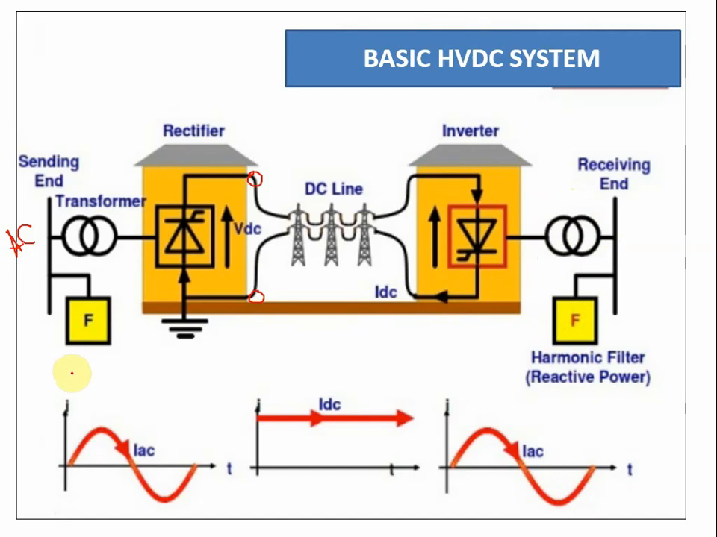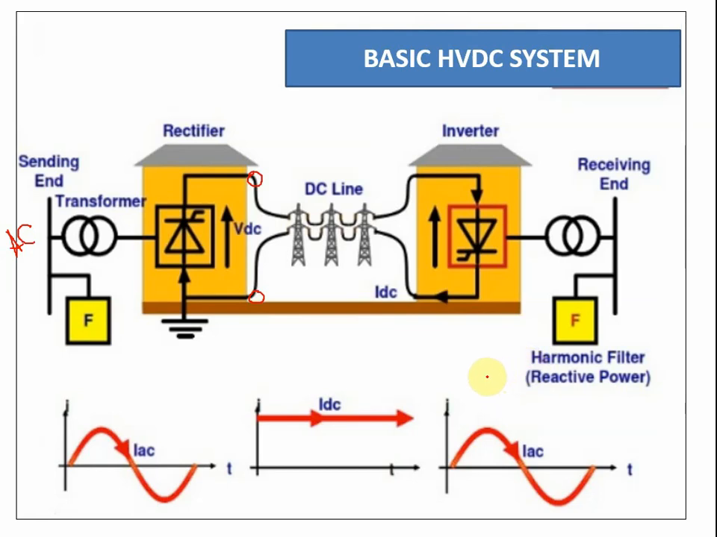Suppose I want to explain in terms of the waveform. Here you observe, this is your x-axis, this is your y-axis, this is time, this is your current. In terms of current, the input to the rectification station, the converter station, is AC, and the output is DC, which has a constant magnitude. In the third stage of operation, we convert that DC power into AC with the help of inverters, so the output is AC. This is the basic operation of HVDC systems.